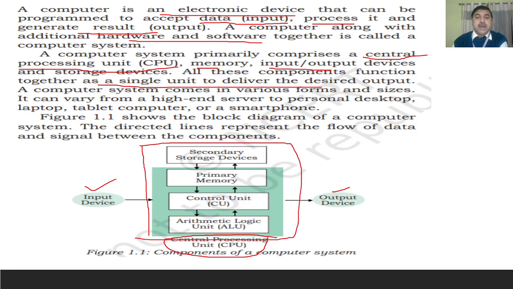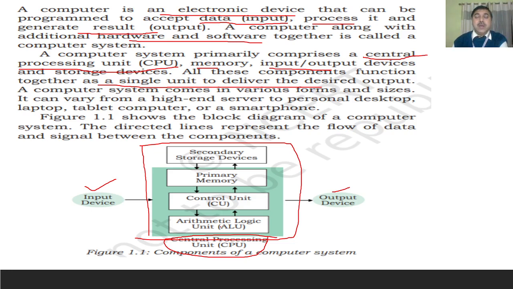So here is a diagram. Inside the CPU, we have the secondary storage device, primary memory, and the control unit. With the control unit we also have an arithmetic logical unit. All these units are there, and they work together.